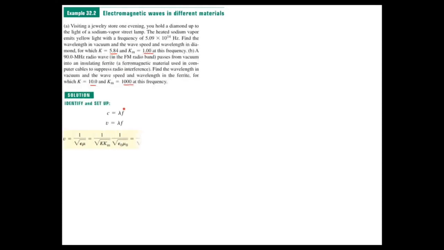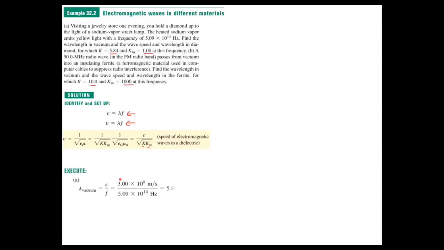So the equations we'll need are first the relationship between the speed of a wave and its wavelength and its frequency. This corresponds to vacuum, and this will correspond to the propagation of light in some material. That speed can be written in this form, which is equation 32.21, which basically is the speed of light divided by the square root of the product of the dielectric constant and the relative permeability.